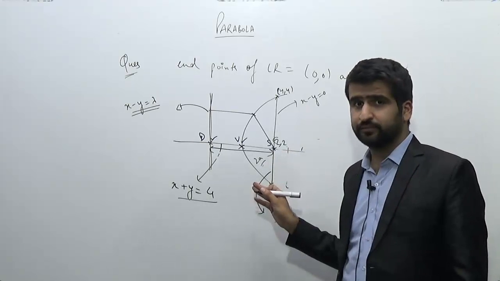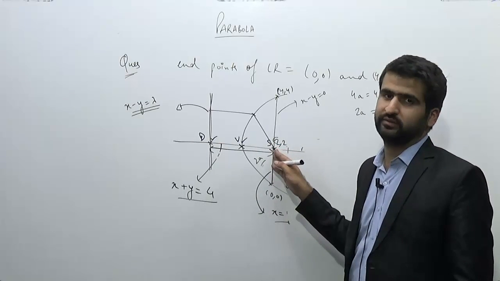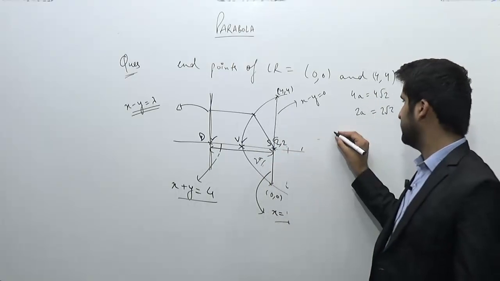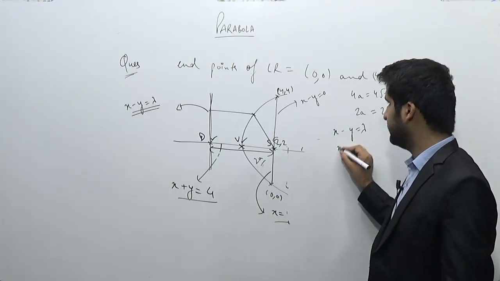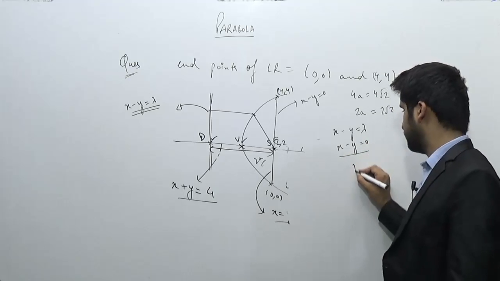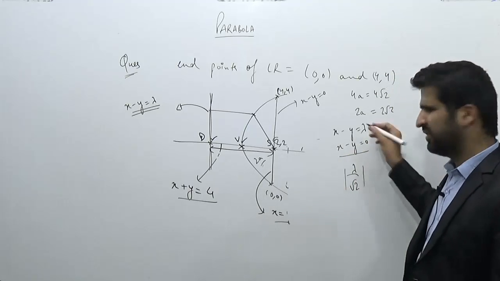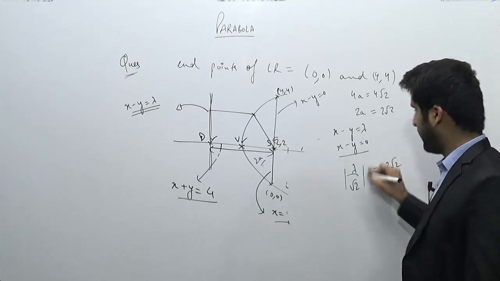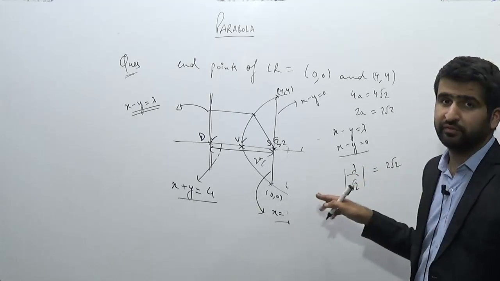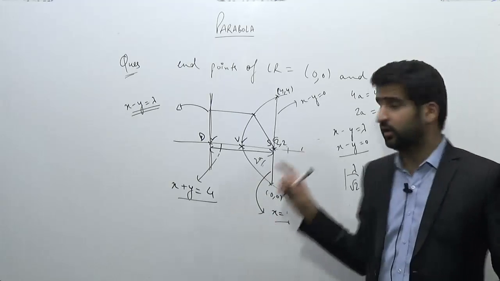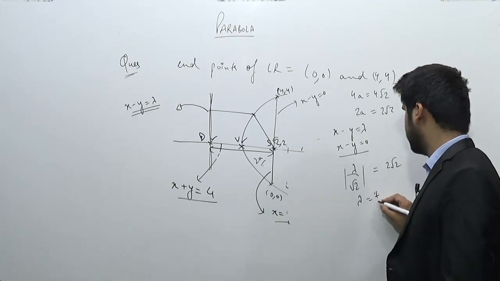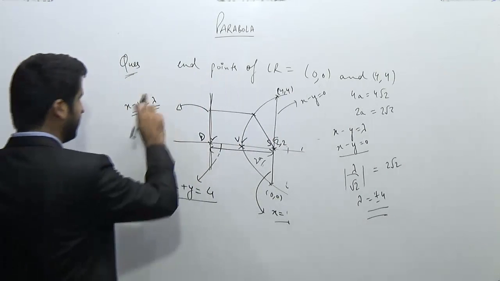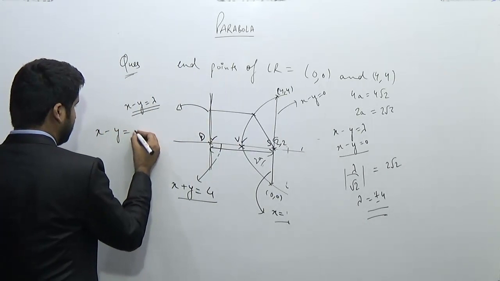So I know that the distance between the directrix and the line joining the ends, or you can say the latus rectum, is equal to 2 root 2. So I can easily apply the formula of distance between two parallel lines. This distance is given by lambda upon root 2. If you remember the concepts of straight lines, this is pretty much easy. Lambda upon root 2 comes out to be 2 root 2. But you have to keep a modulus sign because this value can be positive or negative, but the distance is always positive. So lambda comes out to be plus minus 4. So the equation of the directrix can be x minus y is equal to plus minus 4.